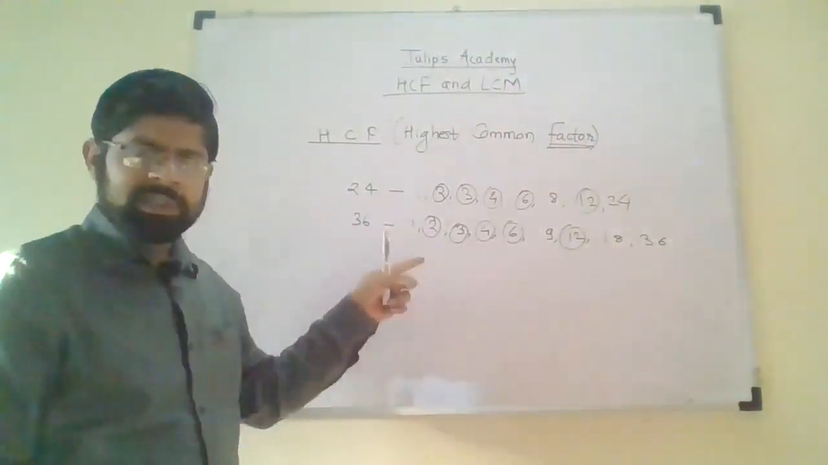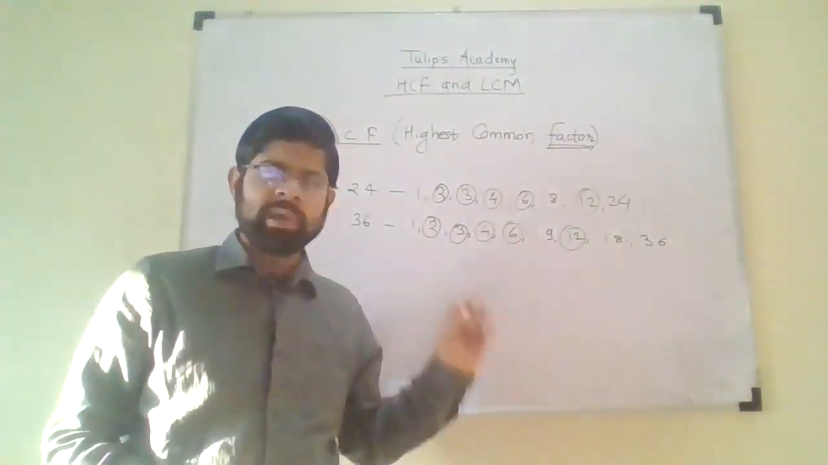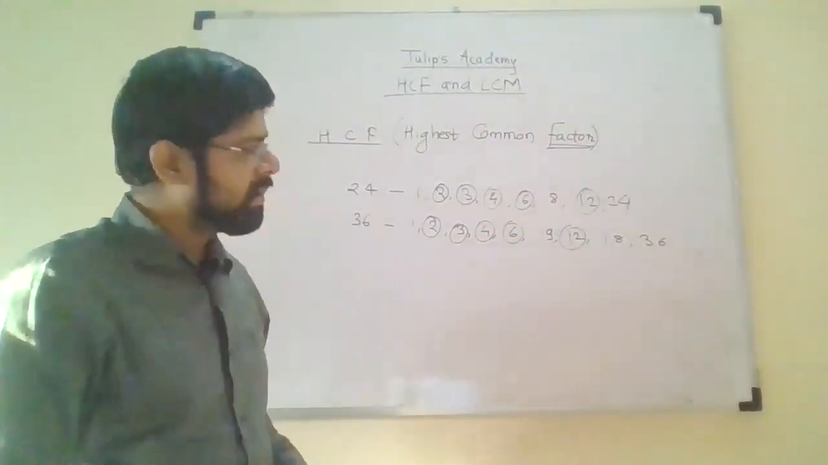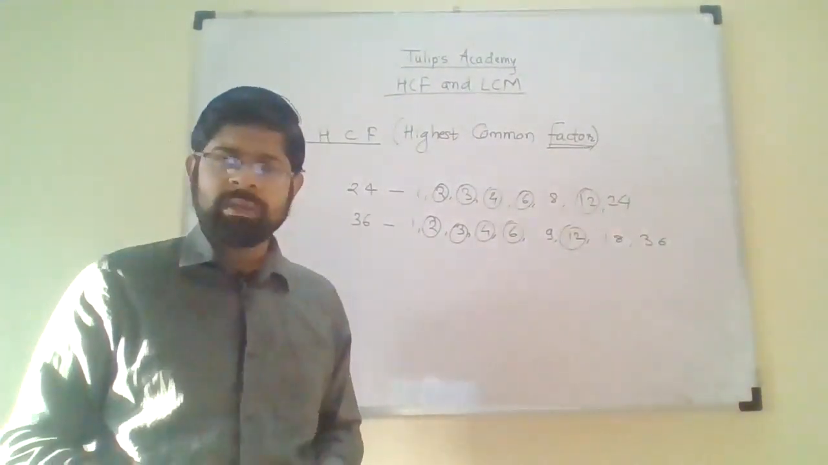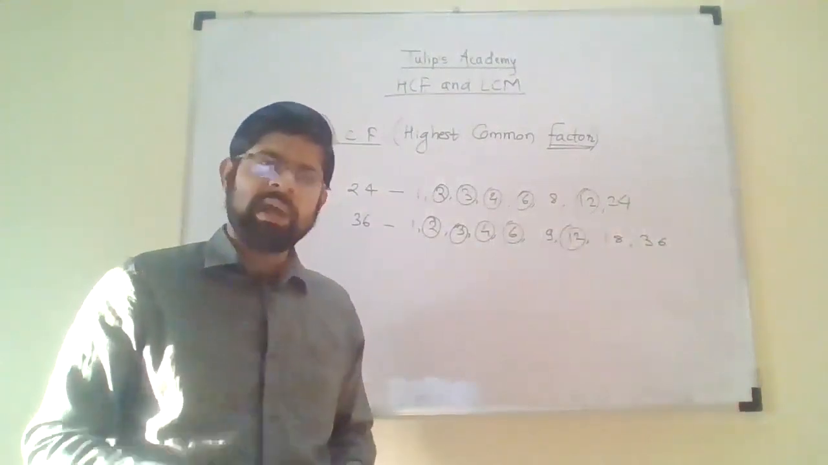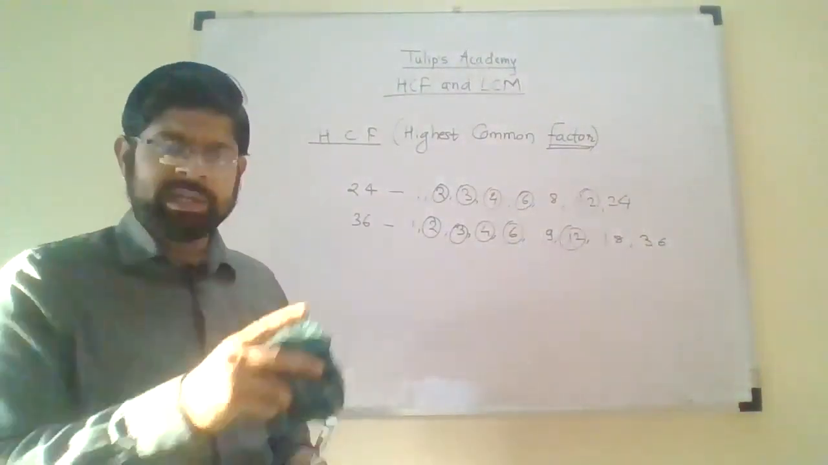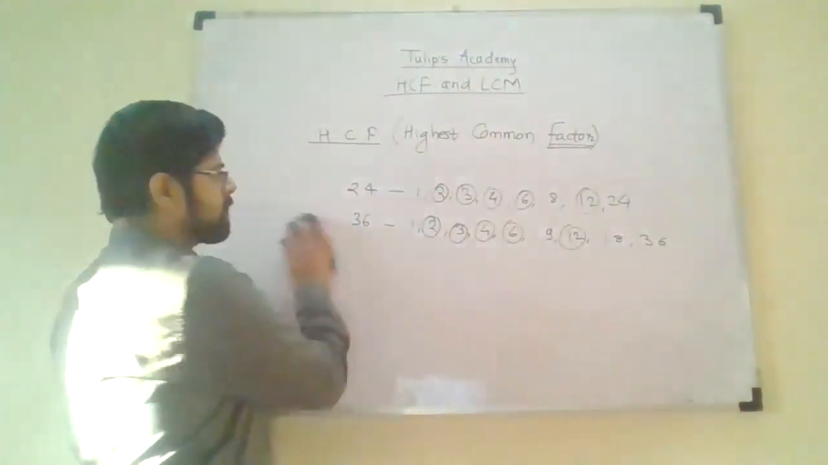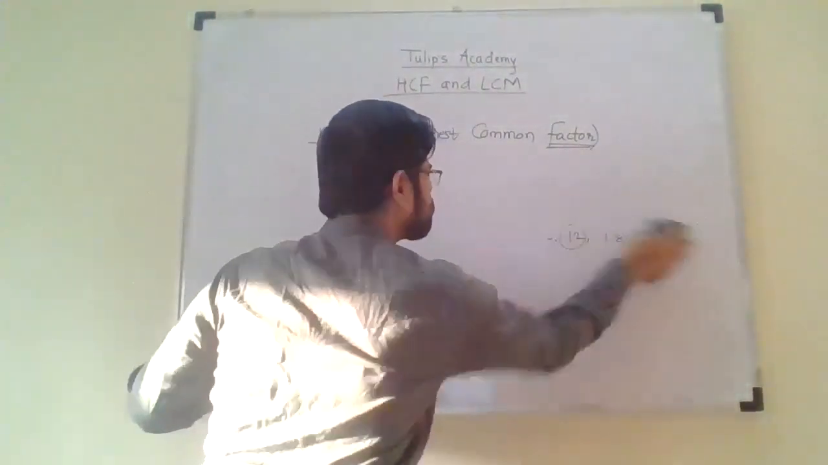See, in the first method we listed all the factors, circled the common factors, and found that the highest common factor is 12. Now we will go through prime factorization and again see whether we are getting the same HCF of these two numbers or not. Okay, so the next method is the prime factorization method.